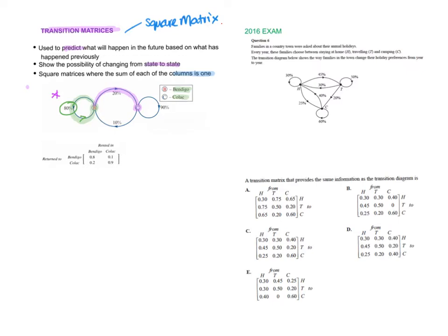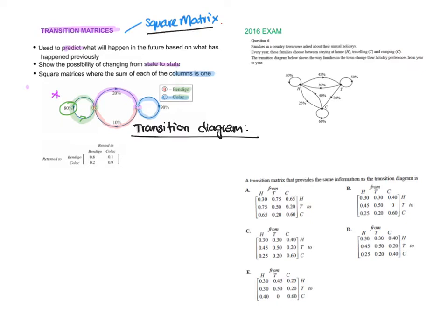Then obviously they talk about Colac as well, and 90% of those who rent in Colac return it in Colac, but there was also 10% that returned it to the Bendigo branch. So this is a transition diagram, so you might just want to write that down. You could get asked to produce them from the matrix, but we've been given this one here and they've created a matrix.